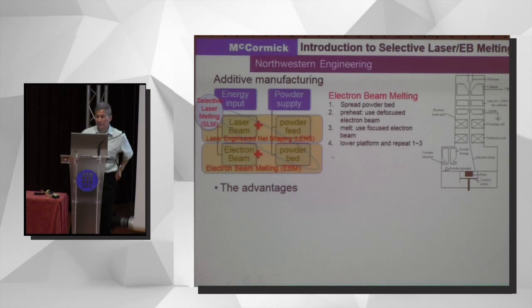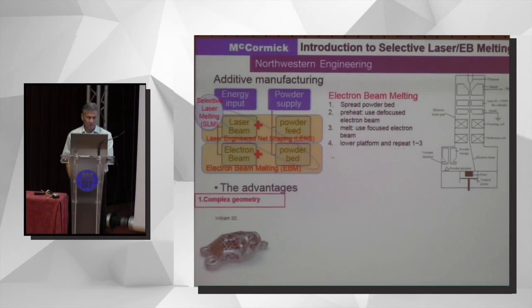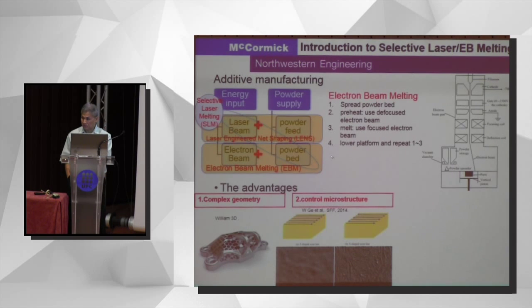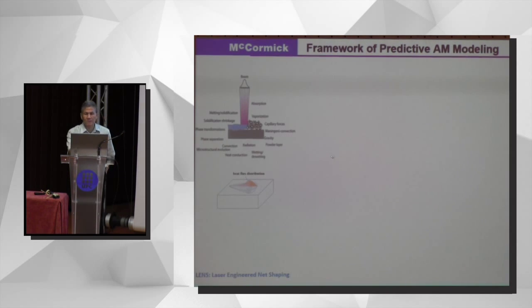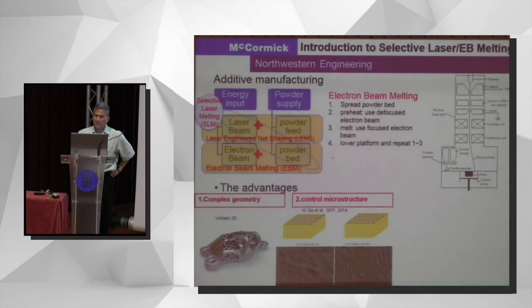Okay. And then you can basically repeat 1, 2, 3. And the advantage of this would be you can do complex shapes, you can control the microstructure, and you can design material using, for example, functionally graded material. But there are different ways to do this in this case. Now, let me give you a framework on this one here, based on this diagram we are talking about.